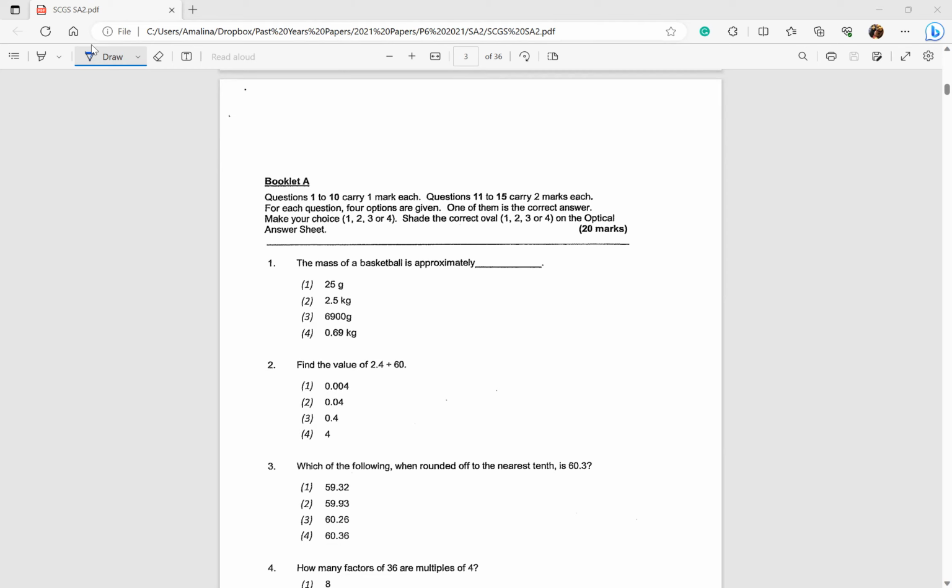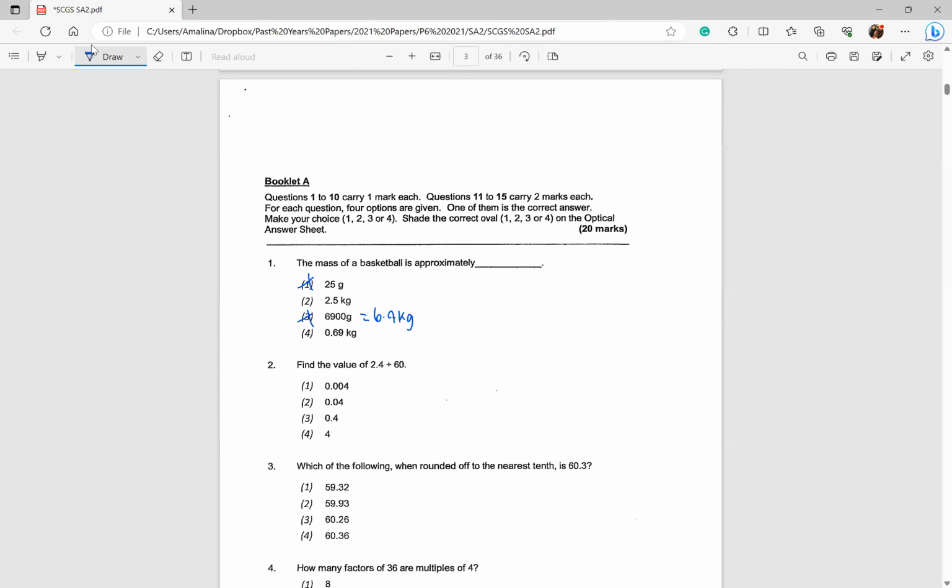Now, question 1. The mass of a basketball is approximately how many? How many grams or kg? If I look at the options, I will eliminate the ones that will not be the answer. 25 grams, I will eliminate because it's too light to be the mass of a ball. Then I will eliminate 6,900 grams because this is 6.9 kg, which is a little too heavy to be the mass of a basketball. Then you're left with 2.5 kg and 0.69 kg.